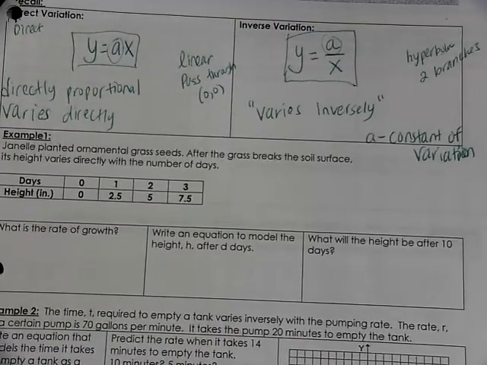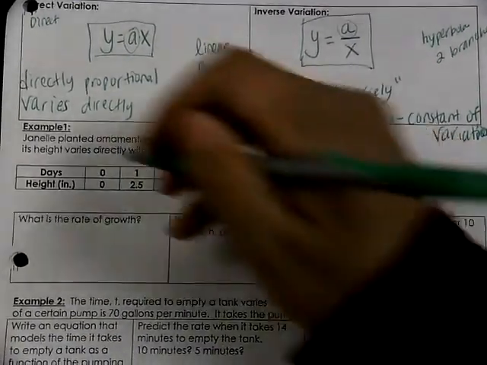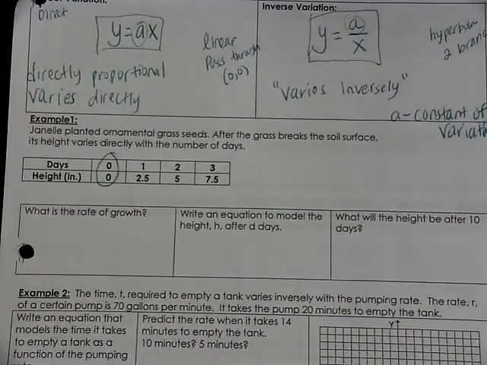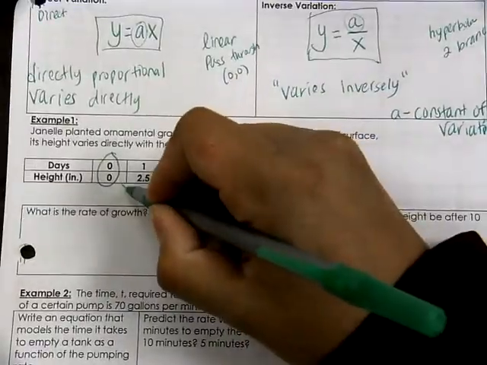Okay, here we go. With the first example, we have a table this time. Sometimes a table makes it a little bit easier to see if it's direct or inverse, and we're going to do more with tables tomorrow. But if you notice here, 0, 0, that means that if this is actually linear and it's passing through 0, 0, that would be direct. So let's just make sure it is linear.